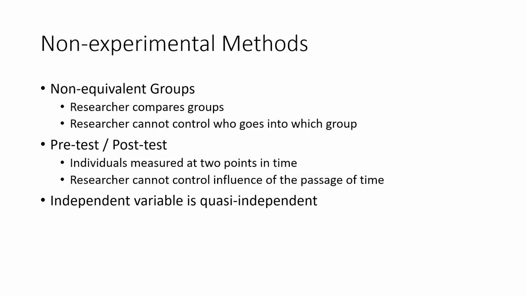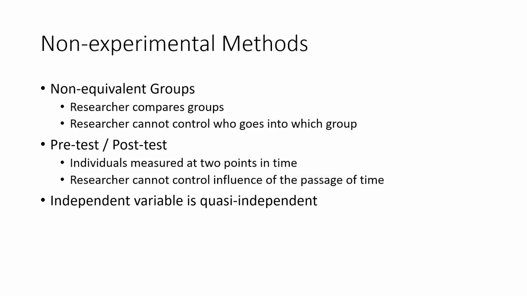Another example would be pre-test, post-test. If individuals are measured at 2 points in time, a researcher can't control the influence of the passage of time, and you're not sure if the people got better just because time passed, or if it was because of the treatment that you inserted in between time 1 and time 2.